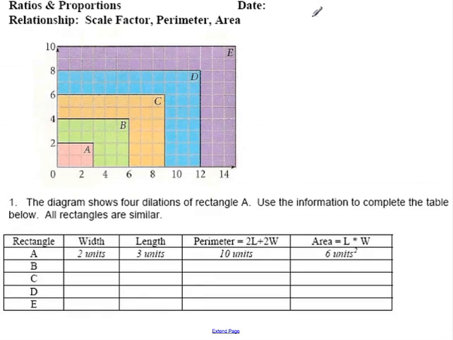Class, we're going to take a look at the relationship between scale factor, the ratio of perimeters, and the ratio of areas within polygons. So we have been talking about similarity for a little bit, talking about ratios and proportions. And what we're going to do is have this opening activity where we're given 4 dilations of this original rectangle.